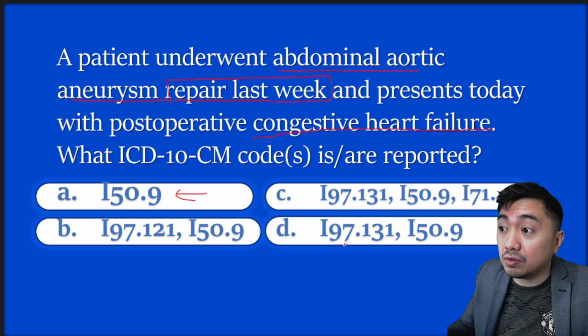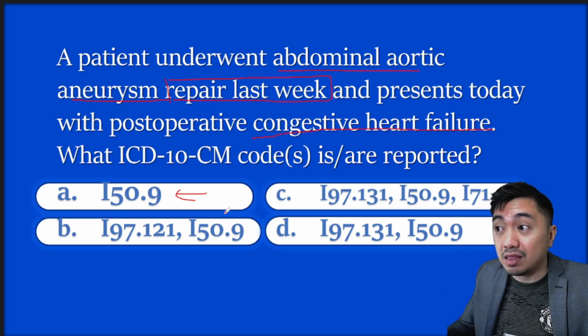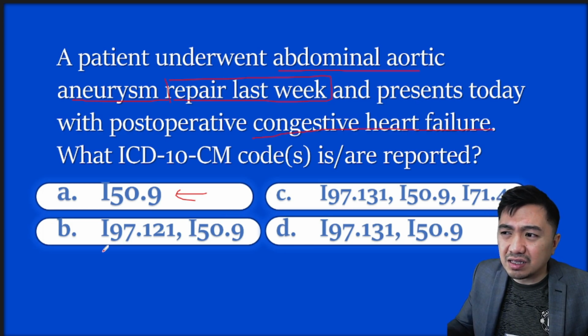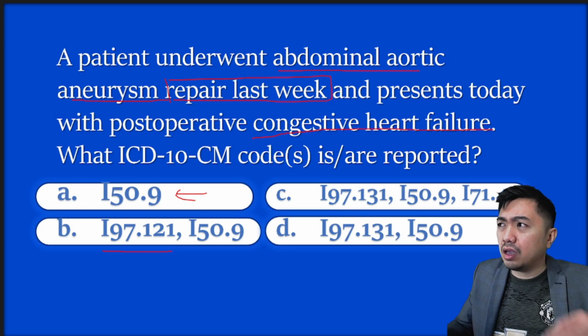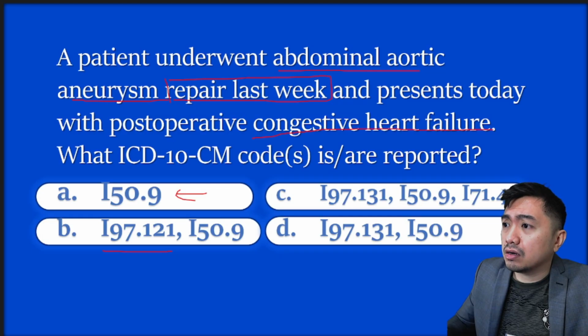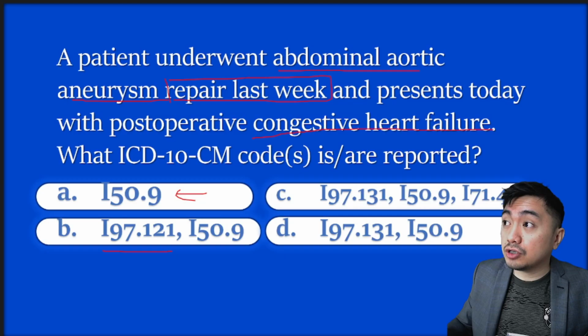Take note, guys, that if it's a cardiovascular procedure, some codes might appear in your I codes even though it was repaired already last week, right? Or if there's some sort of complications that arise, okay, from that specific condition that happened before. But let's check your I97.121 real quick, okay? Your I97 codes are, let's check, okay, intraoperative or post-procedural complications.